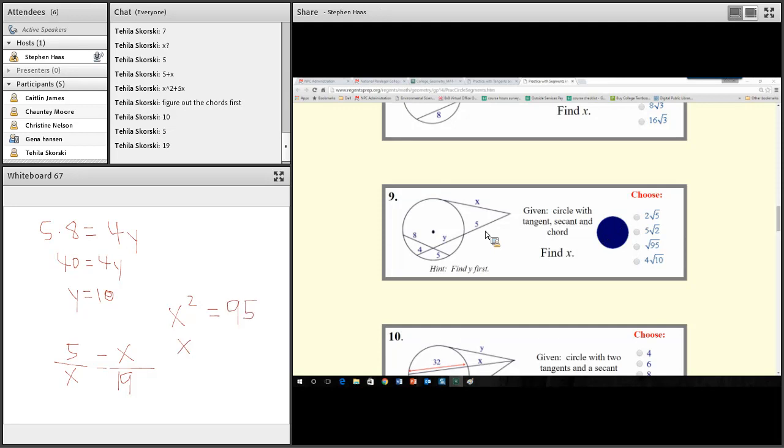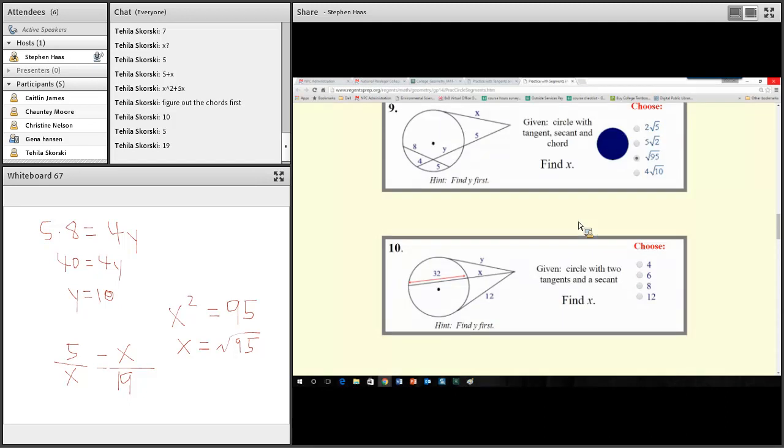So take the square root of each side. X is the square root of 95. If you want to reduce that, is there any way to reduce that? They give you over here the square root of 95, so that should be the correct answer. And that is correct. Okay.